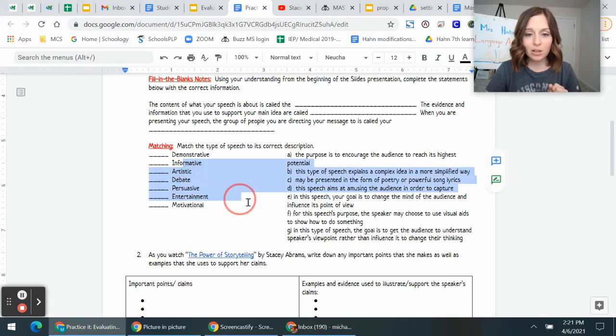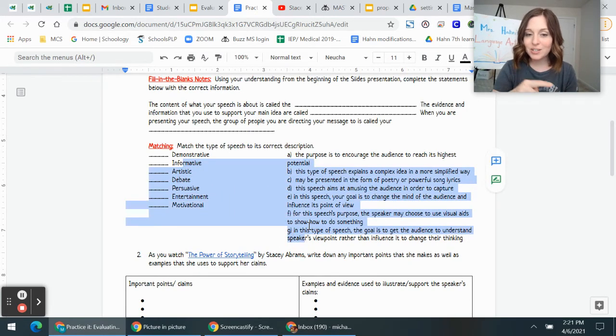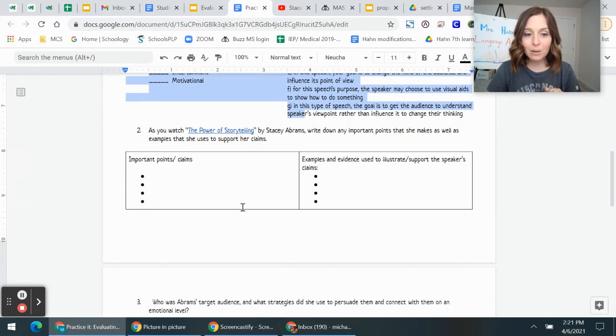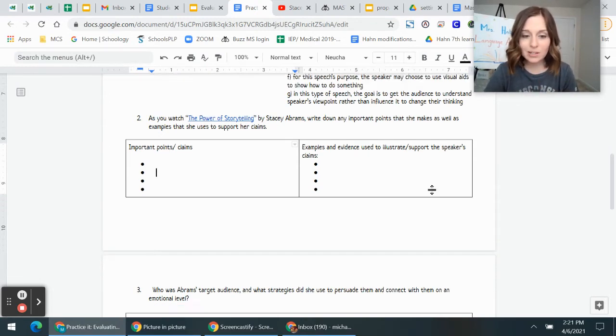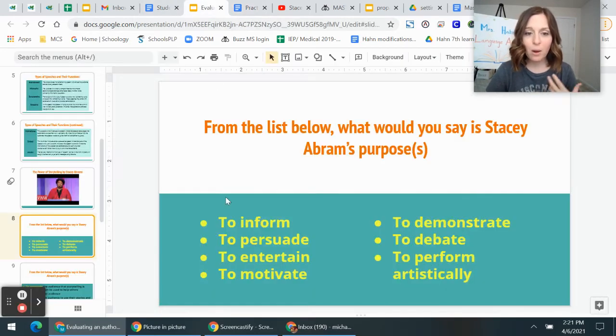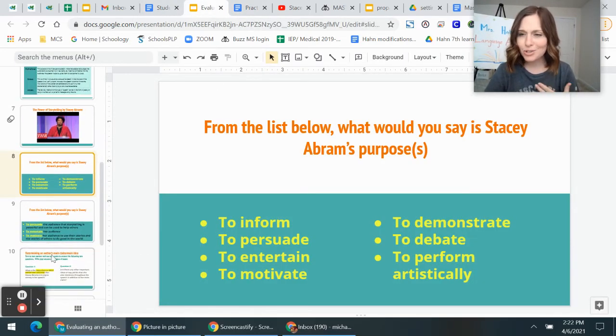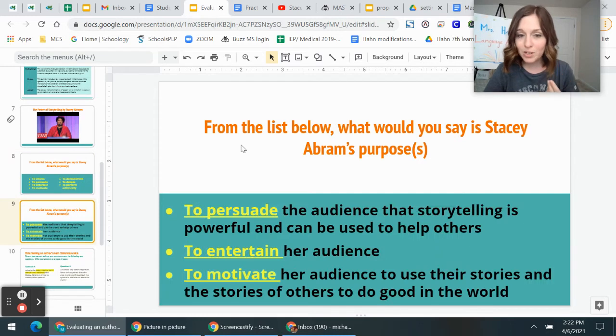So if you haven't already, you have a matching section here where you can match the definition to the type of speech. And then in part 2, I'm asking you to think about what are the important points she makes. So as you watch the video, or if you haven't already, think about the important points she makes and the evidence that she uses for that. Now, let's think about what her purpose was.